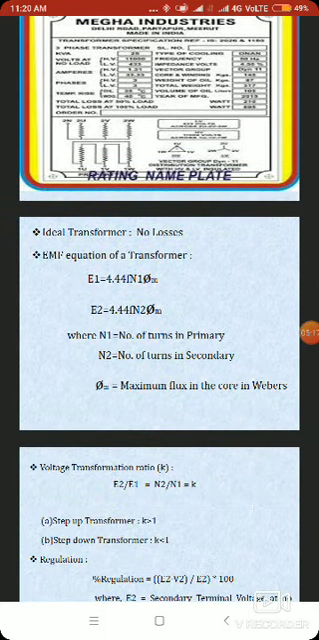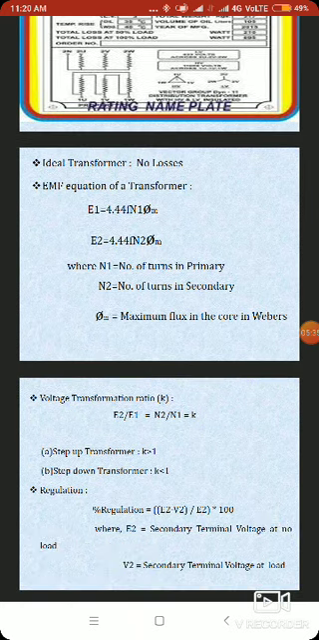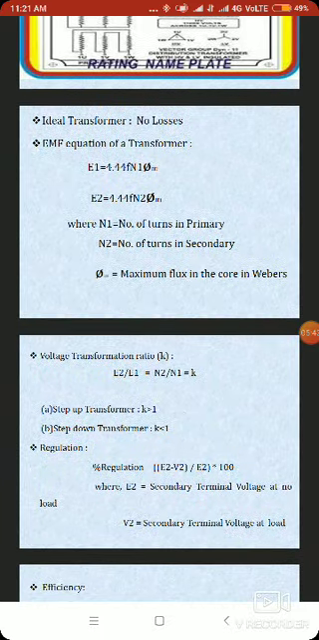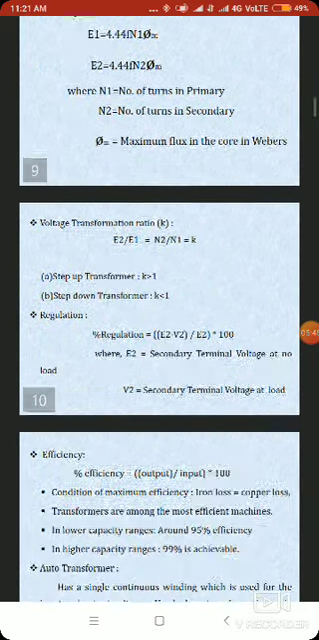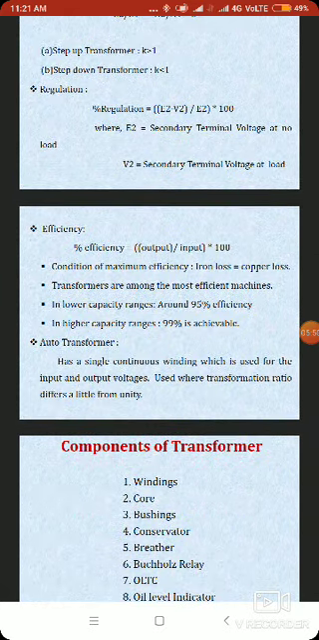Now coming to the ideal transformer, there are no losses. Then the basics which we have studied, the EMF equation of a transformer: E1 is 4.44 f Φm N1 and E2 is 4.44 f Φm N2. N1 is the number of primary windings, N2 is the number of secondary windings, Φm is the maximum flux in the core, in Webers. The voltage ratio K is already given, so I'll not repeat all those things.